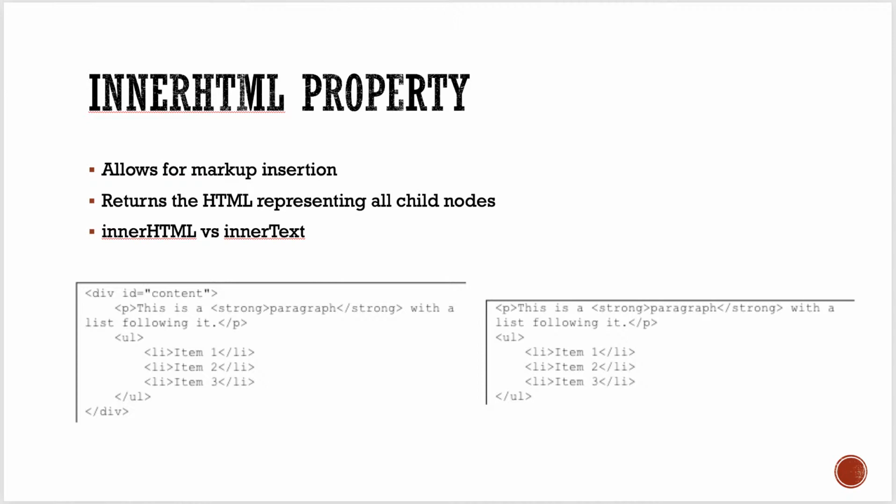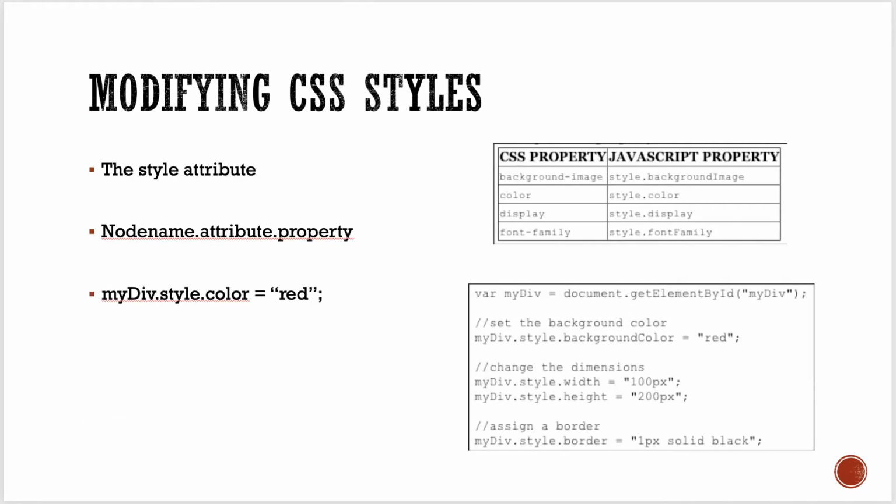Now, in contrast to innerHTML, we also have innerText. innerText renders all the content in plain text versus rendering it in HTML. One can modify styles and CSS styles by modifying the style attribute. And so one can modify various aspects of an HTML document using CSS styles as well. Here are some examples.